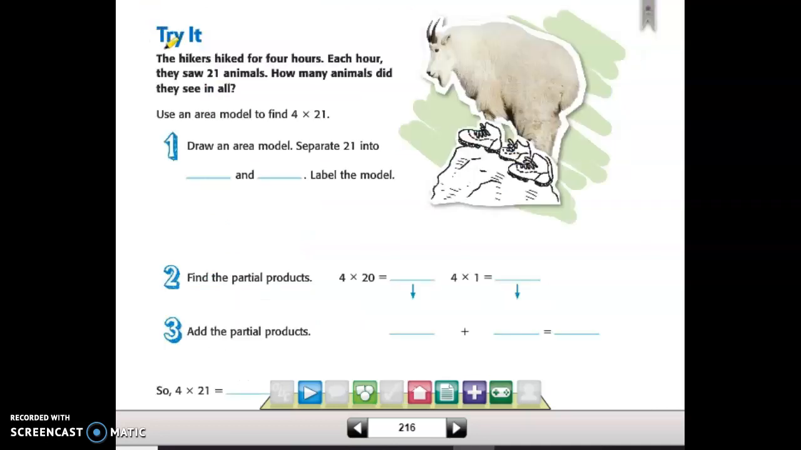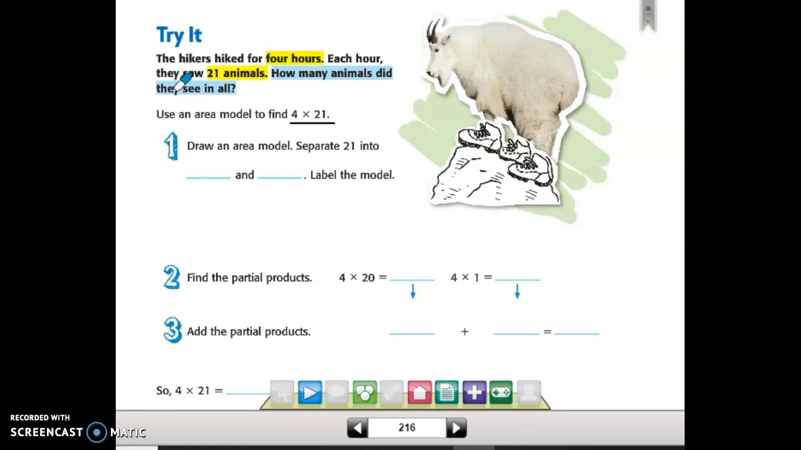So here's the second one. The hikers hiked for 4 hours. Each hour they saw 21 animals. How many animals did they see in all? So the numbers I need: 4 hours and 21 animals. And the question, how many animals did they see in all? So since we've got 4 and 21, they've written this equation.